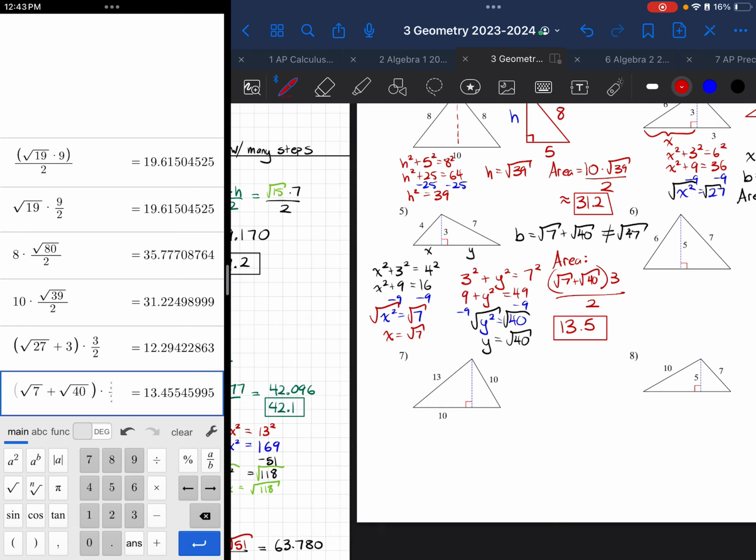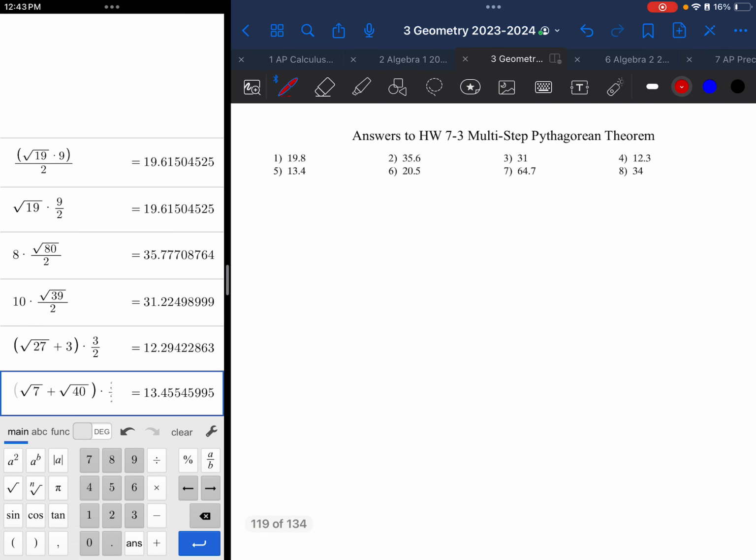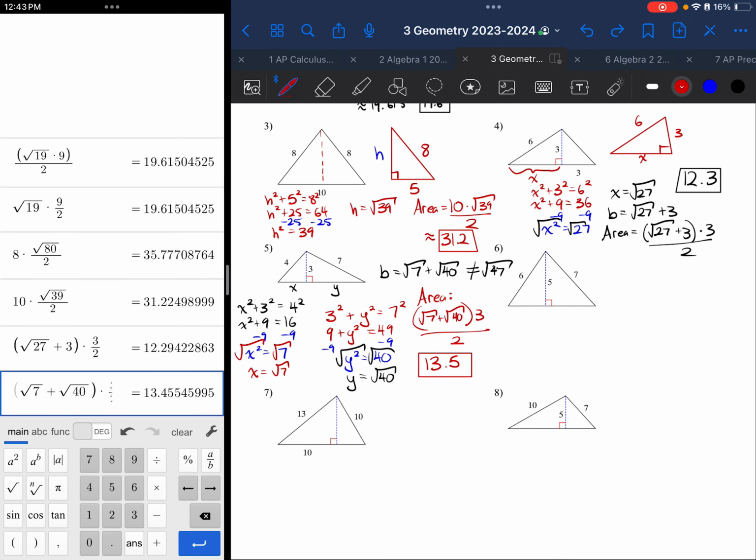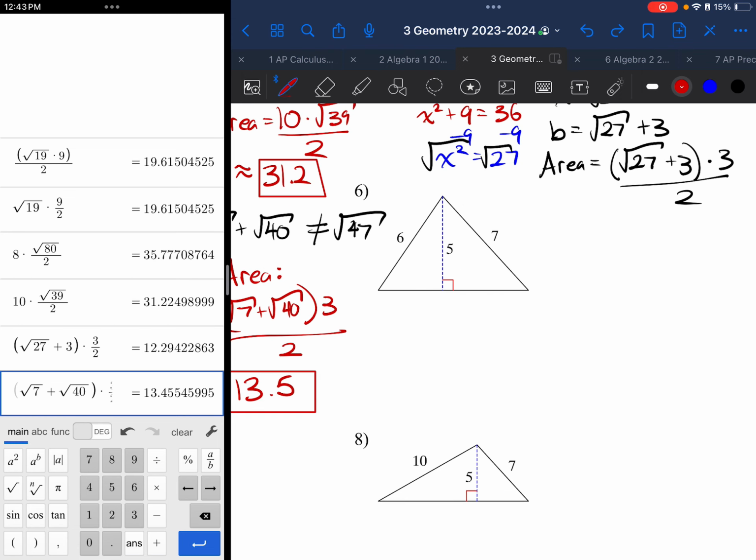All right, so let's see how the back does. In number 5, I got 13.5. In the back, they got 13.4. Really close. We know we're in the ballpark. We have an exact answer. Well, we rounded to the nearest tenth, but we didn't round until the very end. So kudos to us. Number 6 is going to be the exact same type of problem.